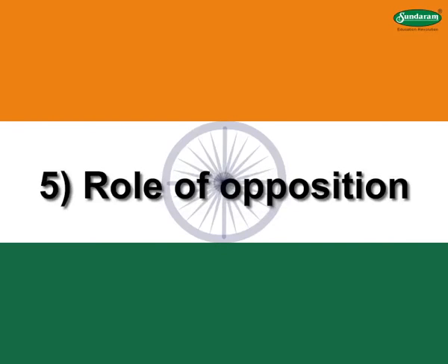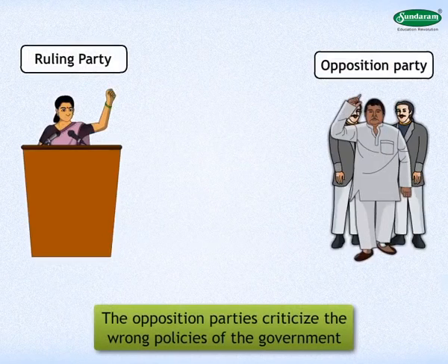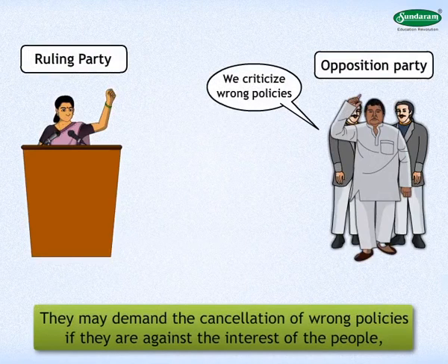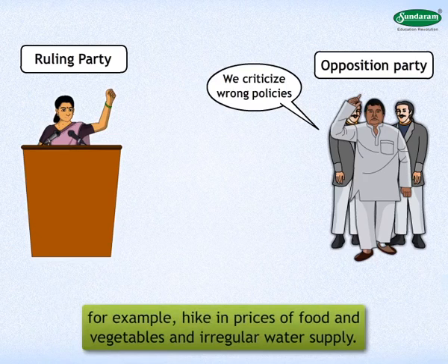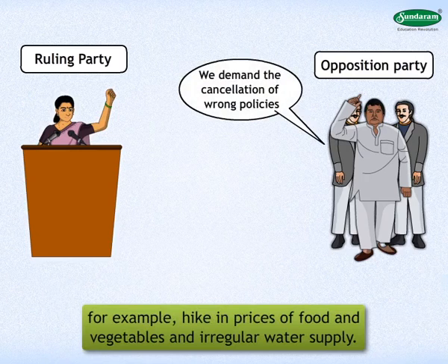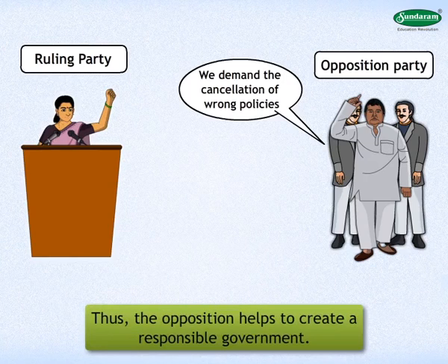5. Role of opposition. The opposition parties criticize the wrong policies of the government. They may demand the cancellation of wrong policies if they are against the interest of the people. For example, hike in prices of food and vegetables and irregular water supply. Thus, the opposition helps to create a responsible government.